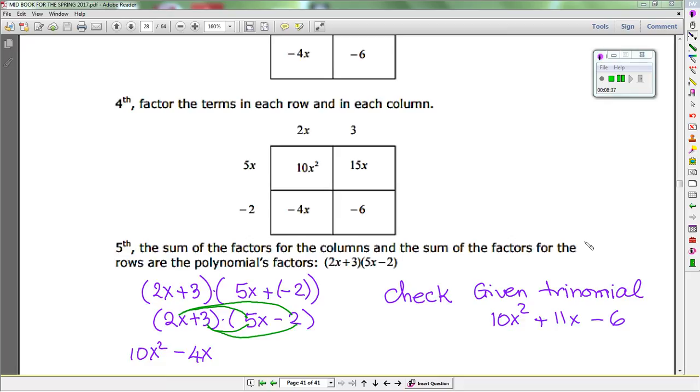And then we do exactly the same thing for the second term. Like I told you in the past video, we don't have to remember the FOIL method because it's very confusing. We just distribute each term from your first binomial with every single term in your second binomial, and then just keep going. So right here, 3 times 5 gives us 15x. 3 times negative 2 is negative 6. So now we do have like terms. These two terms are like terms because they have the same variable with the same exponent. So we combine the like terms, and that will give us 10x squared plus 11x minus 6. So it is the same as the given trinomial. So I'm going to give it a check.